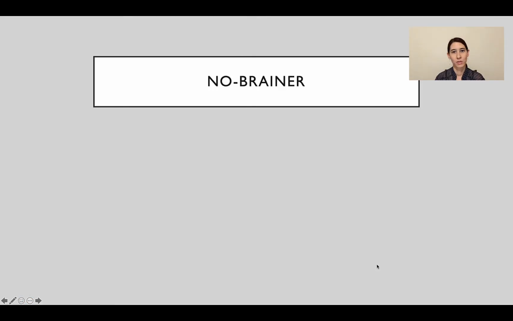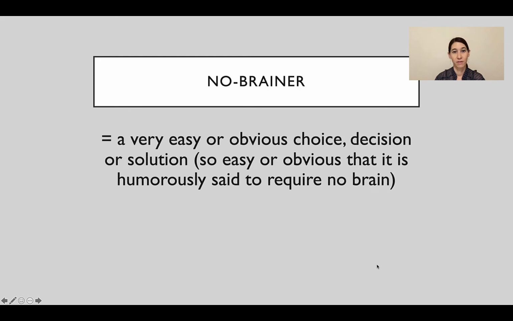The next idiom is no-brainer. This means a very easy or obvious choice, decision, or solution. So easy or obvious that it's humorously said to require no brain, right? If you don't need a brain to even consider this or make this decision, right? It's so easy or obvious. You don't need a brain for it. So that's why it's a no-brainer.